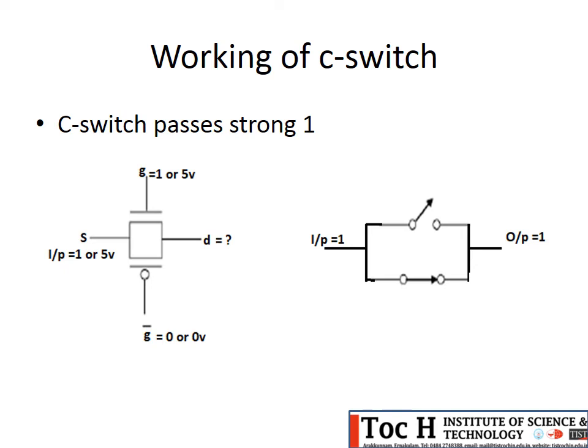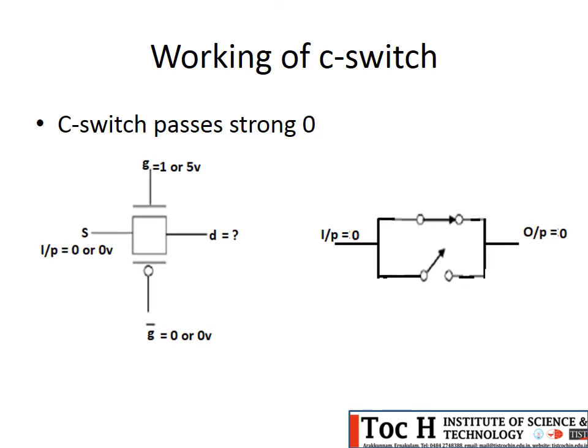Working of the C-switch. The C-switch passes strong 1. You can see here, when G equals 1 or 5 volt, G bar equals 0 or 0 volt. What is VGS here? VGS is equal to 5 minus 5, 0. So the N switch will not get turned on. And here it is 0 minus 5, minus 5 volts. So the P switch will get turned on and it will pass the strong 1.